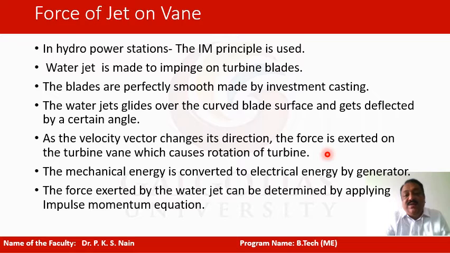When a certain force is acting on a turbine and it is rotating with a velocity, and the center of rotation is different from the point of application of force, it will generate a torque and angular velocity. Torque multiplied by angular velocity is nothing but power, and hence power will be generated by the turbine. Actually, the mechanical energy is converted into electrical energy by the generator, as it is coupled with the rotating turbine vanes. The force exerted by a water jet can be determined easily by applying the impulse momentum equation. That is the process of how the force of the jet on the vane is calculated.